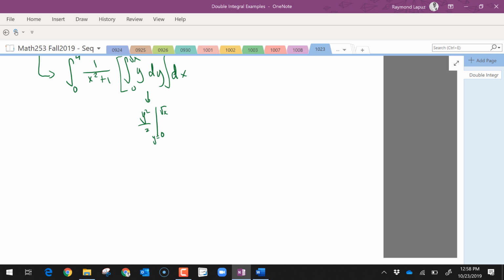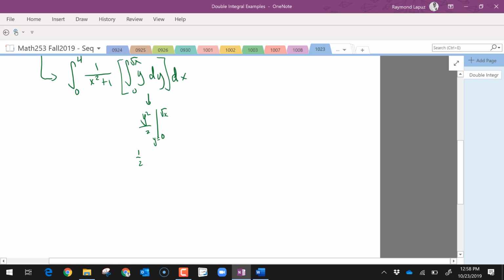So let's put a square root of x. Square root of x squared is going to be just x. So it's going to be 1/2 times x, right? And so now that's what you're going to have in here. And let's bring the rest down. I suppose I want to rewrite that a little bit.